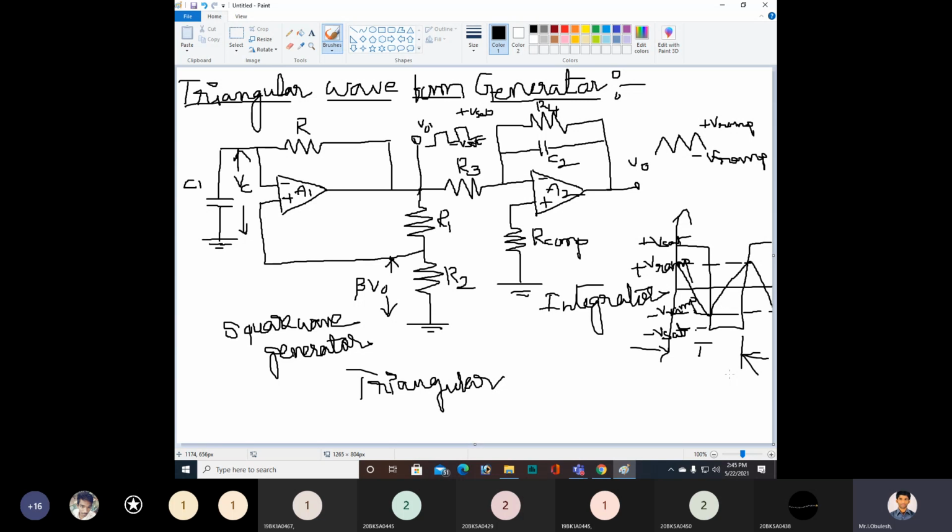This is the integrator circuit, this is the square wave generator. The combination of those two is the triangular waveform generator. Why we need to connect R4 across the capacitor C2 is to avoid the saturation problem at low frequencies in case of practical integrators.